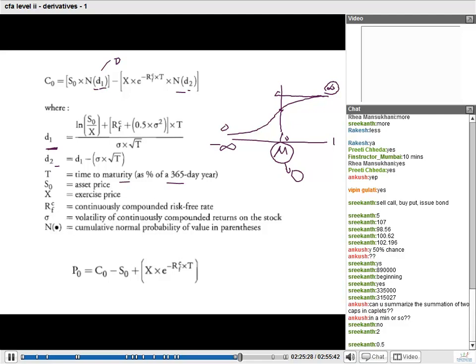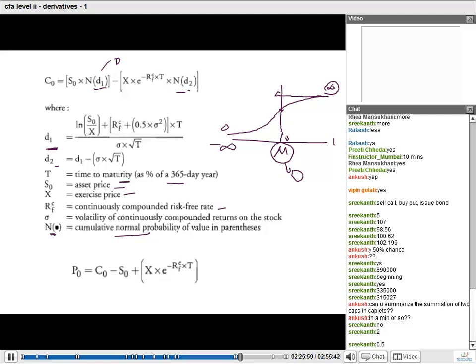365 days means 1. S0 is the current stock price, X is the exercise price, RF is the continuously compounded risk-free rate, sigma is the volatility of stock returns, and we'll explain to you how volatilities need to be calculated. So volatility is calculated on a continuously compounded rate, and N is the cumulative normal probability of the value in parenthesis. So whatever is D1 or D2, whatever value you give it, it will give the cumulative normal probability.